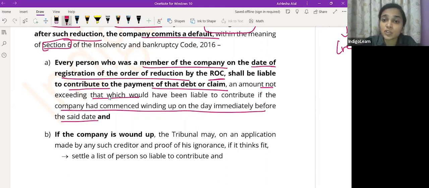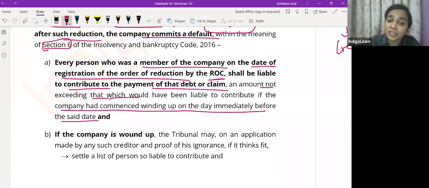तो उस सिचुएशन में जो भी मेंबर था कंपनी का ऑन द डेट व्हेन दिस ऑर्डर ऑफ रिडक्शन हैज बीन sanctioned by the registrar, that person shall become liable for the payment of debt, contribute certain amount, and this amount should not be exceeding the amount which the person would have to contribute as if the company was winding up.